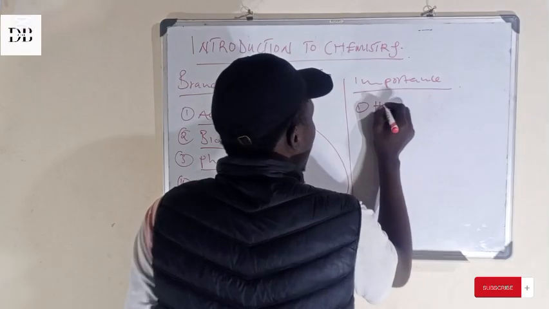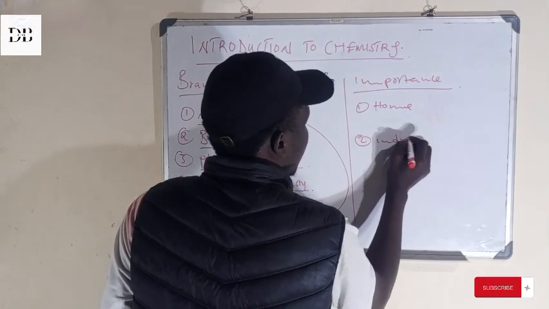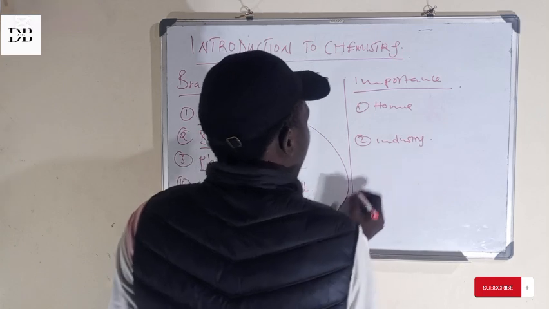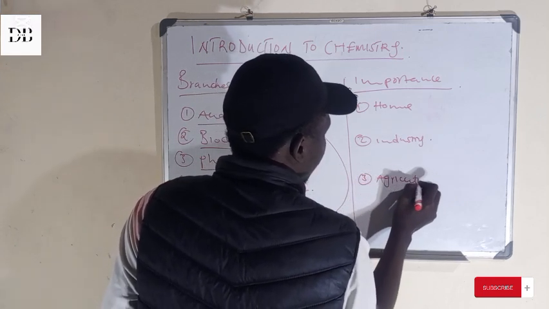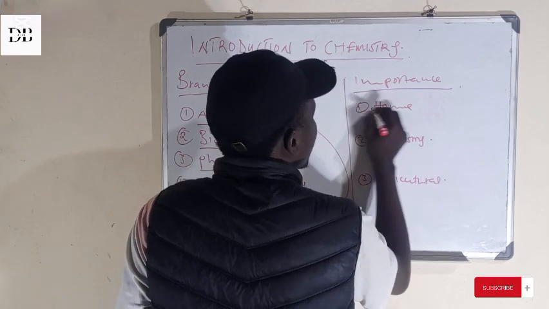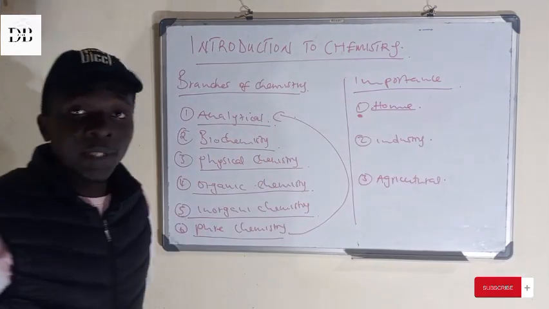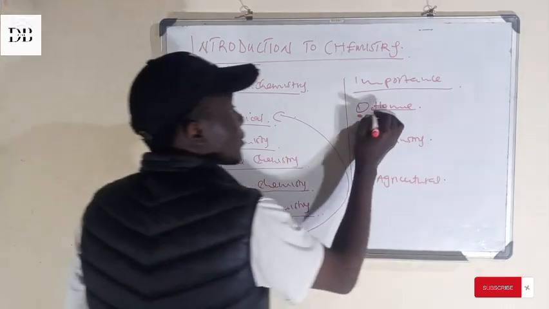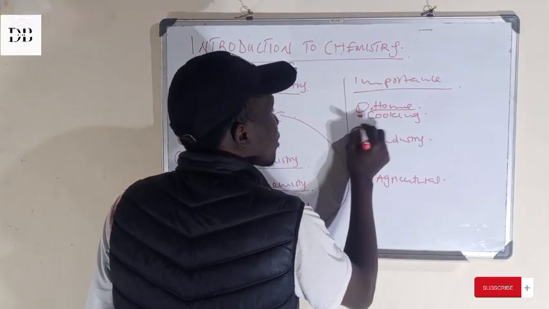It can be home, it can be industry, it can also be in the agricultural sector. So, how do we use chemistry in homes? Chemistry in homes is used in cooking and making cosmetics.